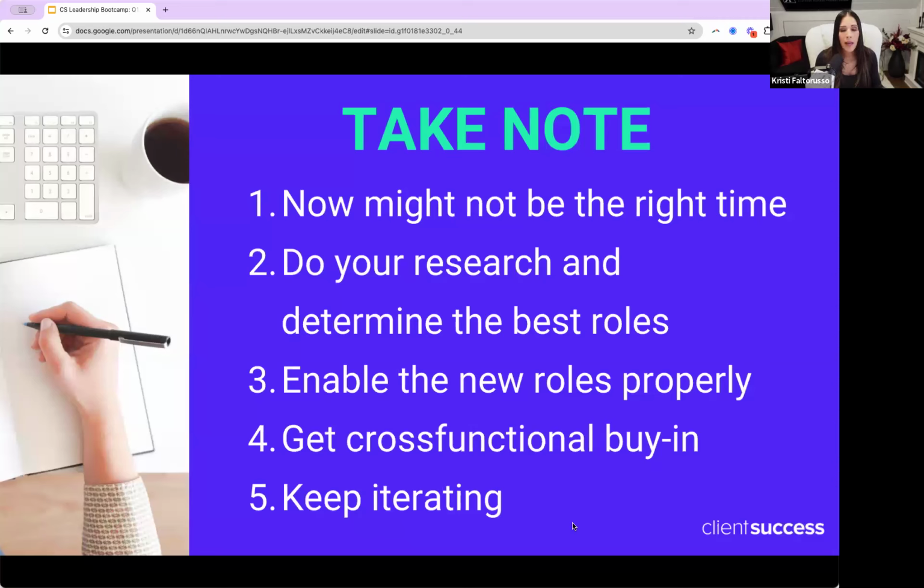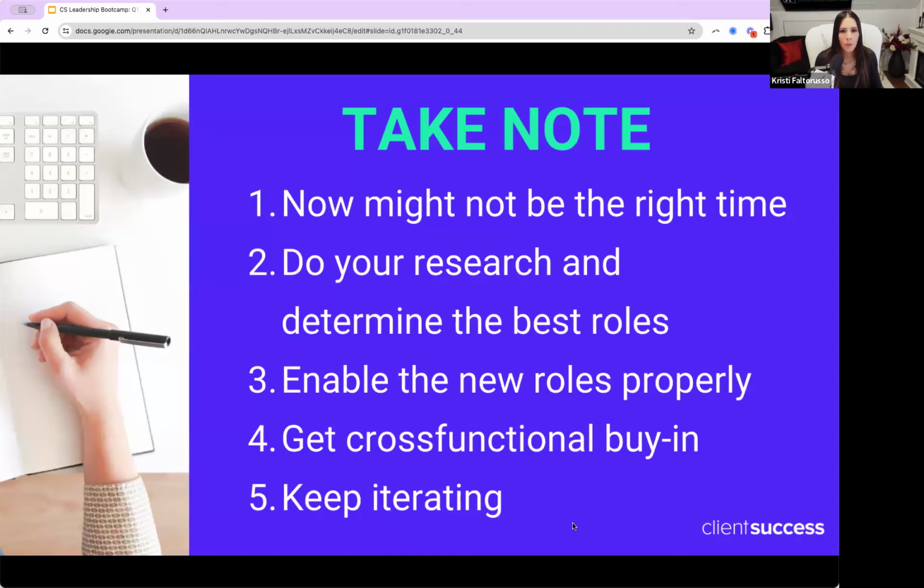And then lastly, I'll leave you with this: keep iterating. There is no one and done in anything, in any role, in any business. You design processes, they are continuously evolving. There's always room to make things better. And so please keep iterating.